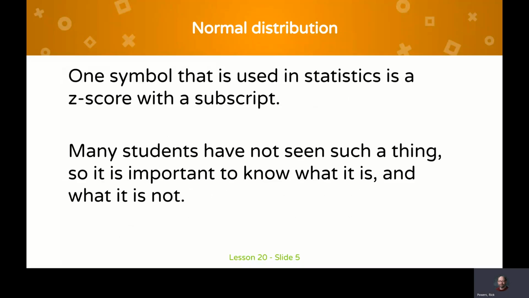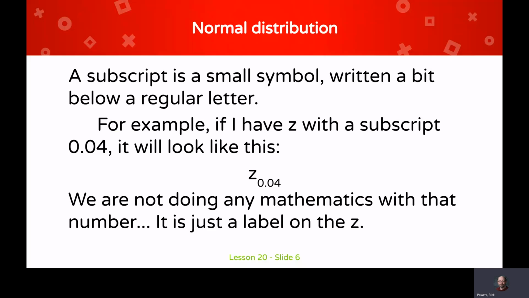One symbol that is used in statistics is a z-score with a subscript. Many students have not seen such a thing, so it is important to know what it is and what it is not. A subscript is a small symbol written a bit below a regular letter. For example, if I have z with a subscript 0.04, it will look like this. We are not doing any mathematics with that number. It is just a label on the z.